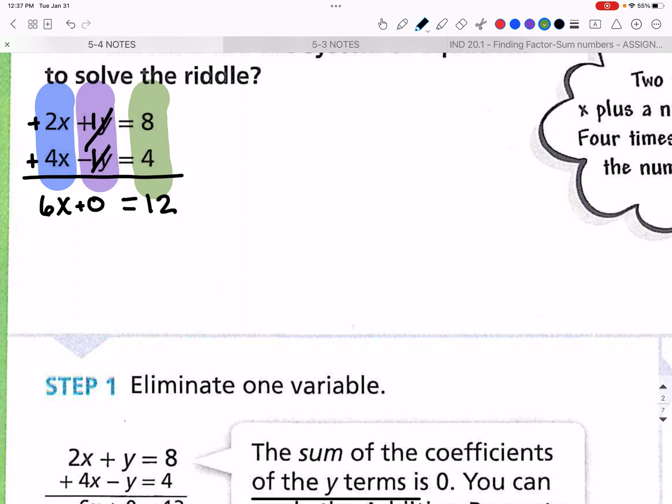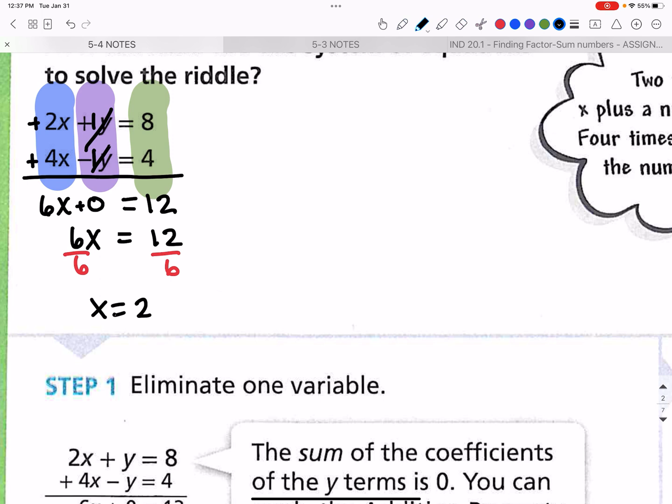Well, now, if we wanted to clean this up, and you actually can just do this in one step, you don't have to write this in 2 steps, but I had 6x, my y zeroed out, and I have 12, okay? So now, if I divide by 6, and I divide by 6, I get x equals 2. So you can see that this is a lot less work than substitution, right?